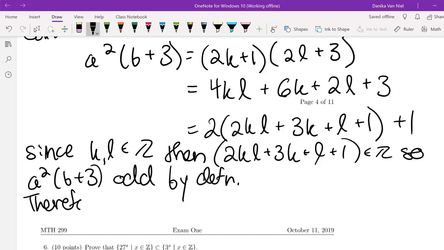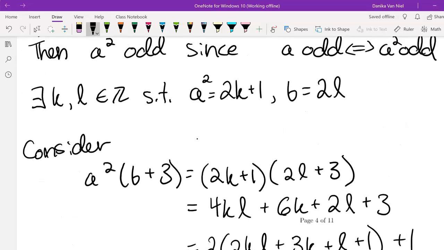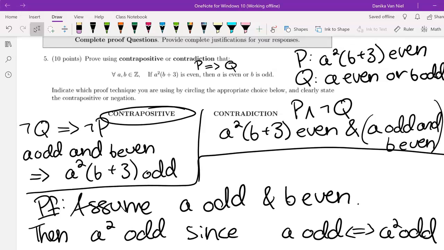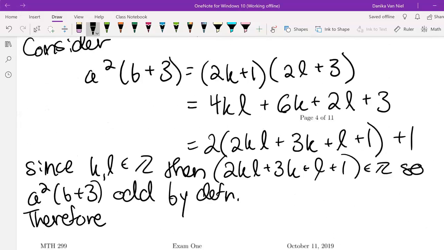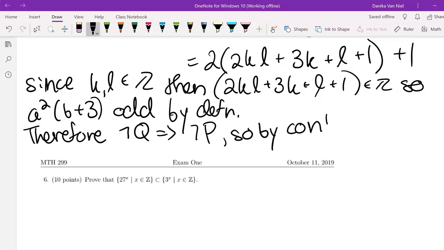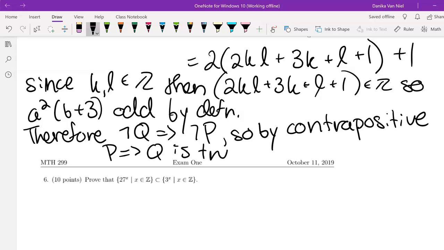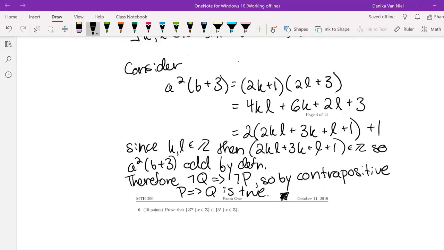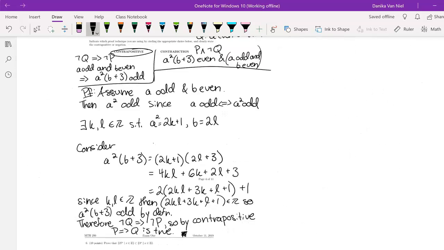Therefore, since I wrote out what my P and my Q are, I can actually use these down here. Therefore, not Q implies not P. So, by contrapositive, it's a long word, isn't it? P implies Q is true. Boom, roasted. Woohoo! Okay. So contradiction is going to be kind of similar.